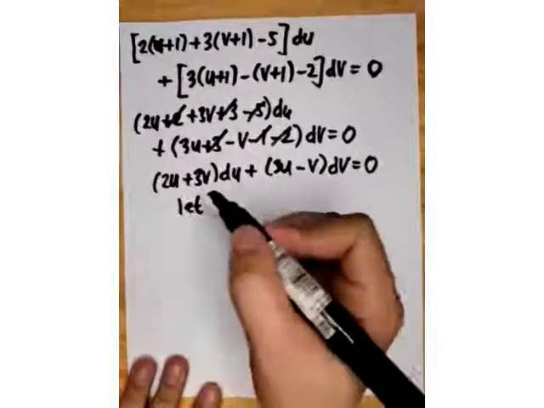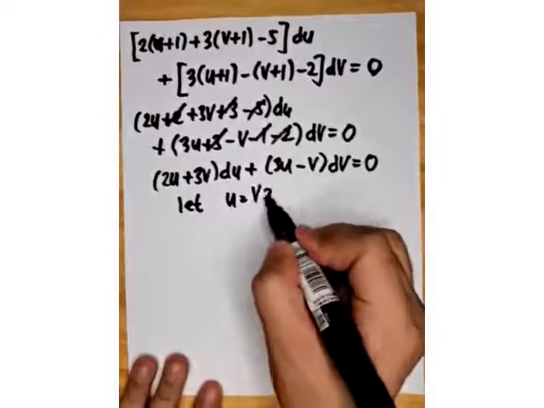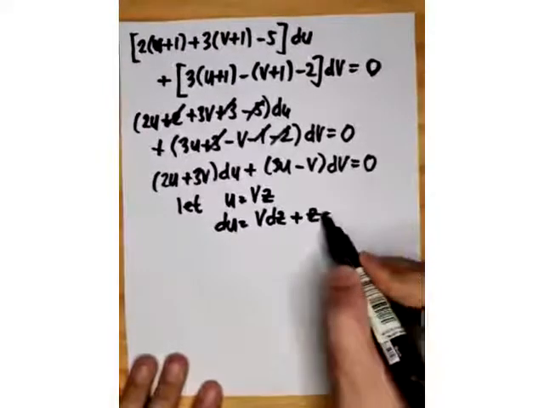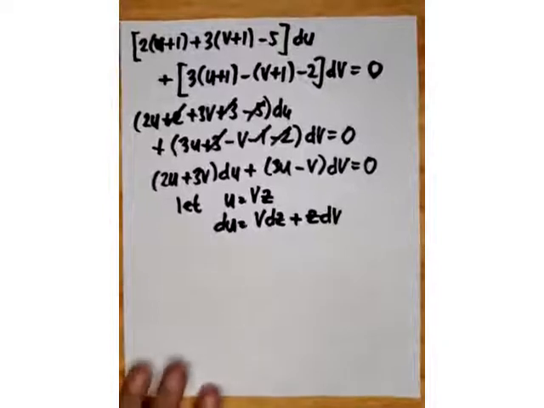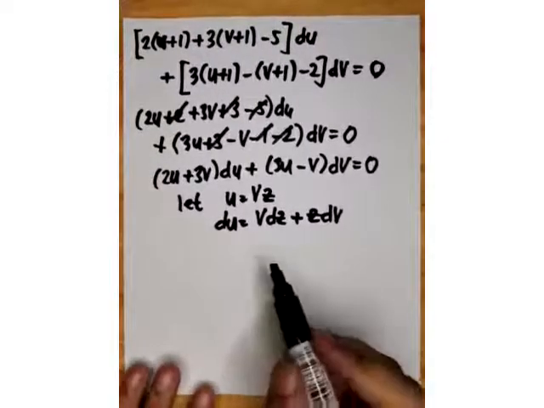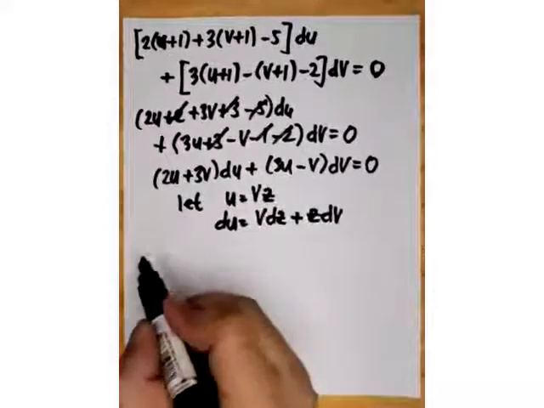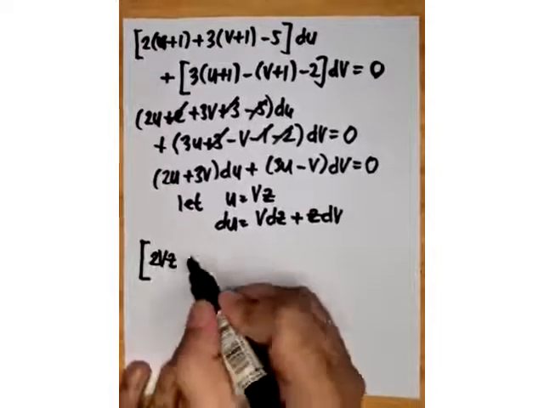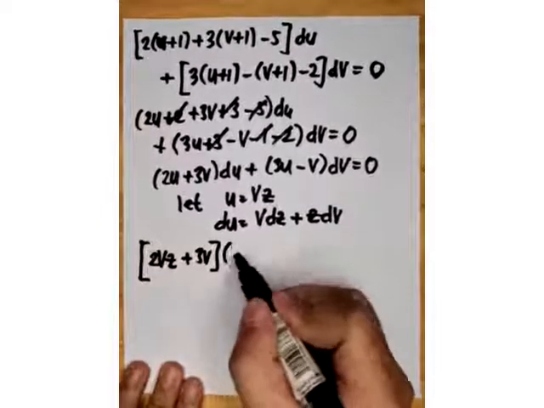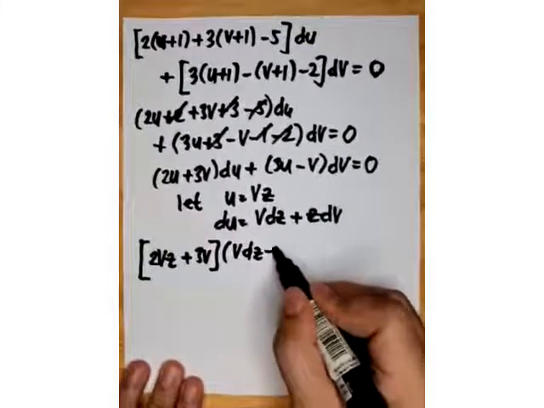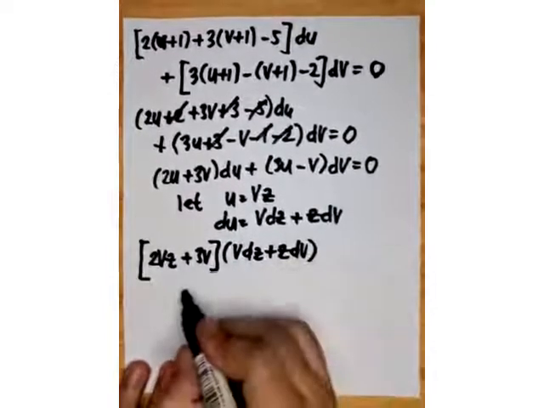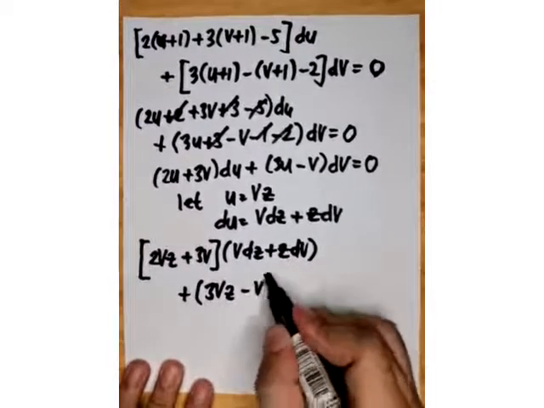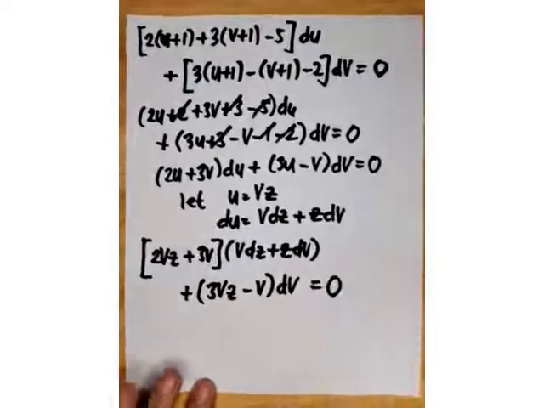So, we will introduce z again. So, we let u is equal to vz. So, du is equal to v dz plus z dv. Okay? And then substitute the two to this given homogeneous differential equation. So that's equal to 2vz plus 3v times v dz plus z dv plus quantity 3vz minus v dv is equal to 0. So tama ba?